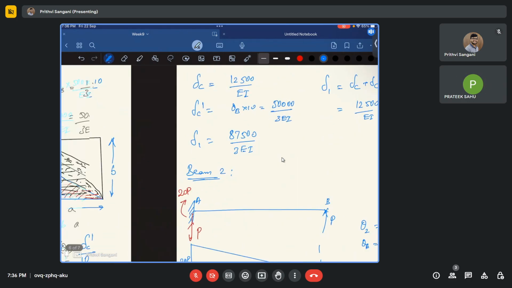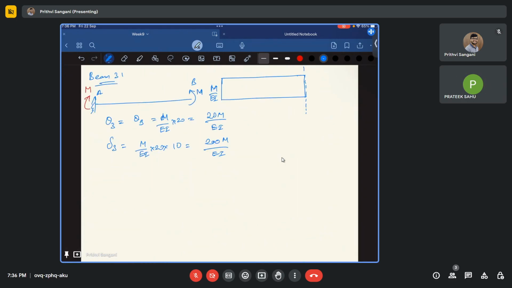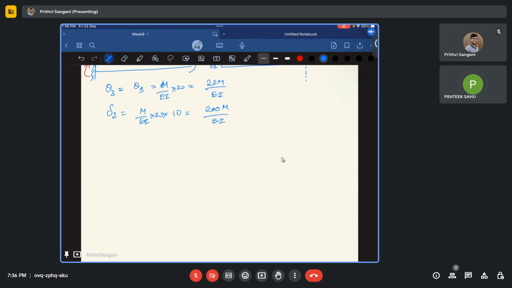Right. So when you are doing the algebraic sum, theta 1 should be equal to theta 2 plus theta 3, and delta 1 should be equal to delta 2 plus delta 3, because we have taken downwards as positive. That means delta 1 minus delta 2 minus delta 3 equals 0. I'm just taking delta 2 and delta 3 to the right-hand side. So the displacement because of delta 1 should be negated by the displacements because of delta 2 and delta 3.